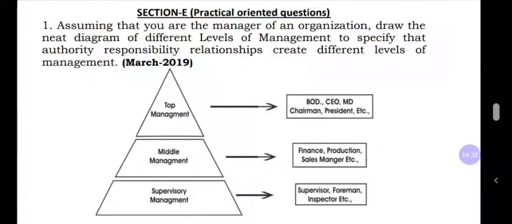This is the first chapter question and answer. I have revised 1 mark, 2 marks, 4 marks, 8 marks, 5 marks.